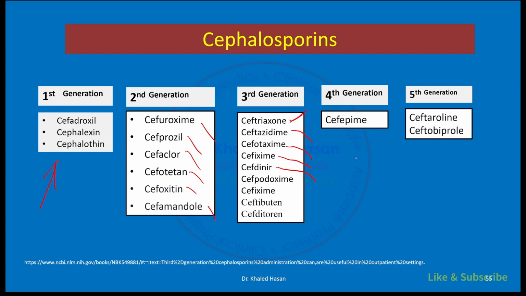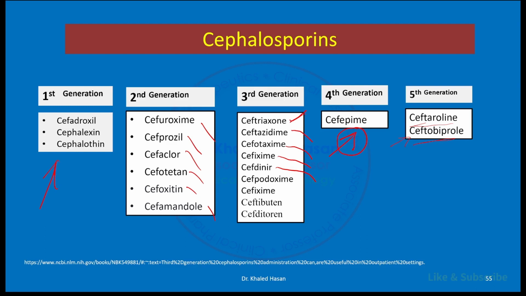The fourth generation, we have cefepime. Generation number 4 has one medication, cefepime, and in some textbooks they merge the fourth and fifth generations together. For generation number 5, we have ceftaroline and ceftobiprole. So ceftaroline is the most important one, and ceftobiprole is a new antibiotic belonging to the fifth generation cephalosporin.